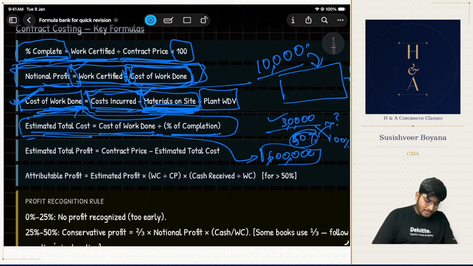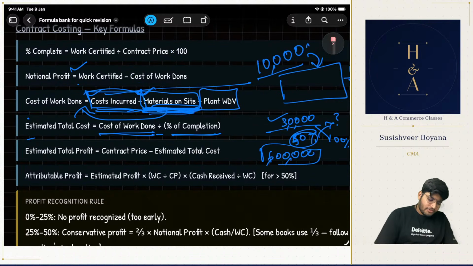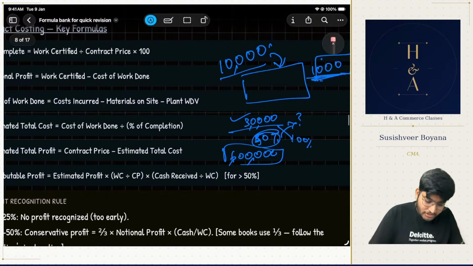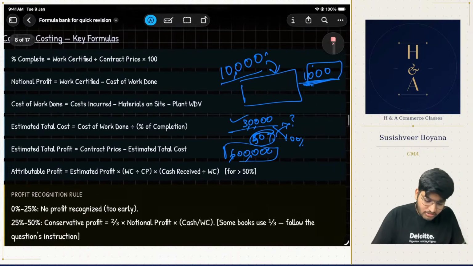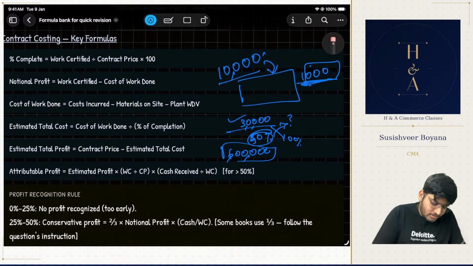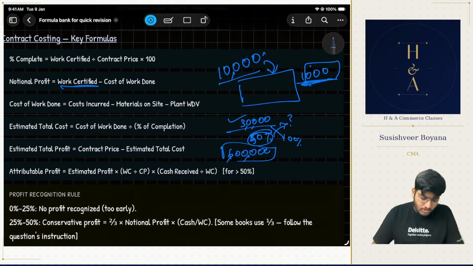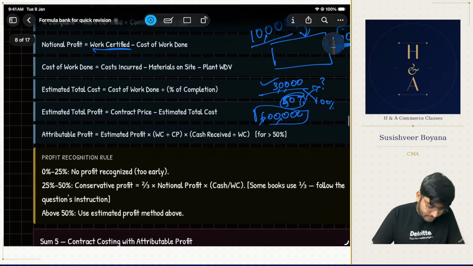Understanding the formulas and the reasons behind them is way more efficient than trying to learn them by heart. Memorizing is not going to fetch you any points, because under pressure you might get confused. Is it cost of work certified or work uncertified? You never know. That is the problem. That's the reason why you have to understand the background of each formula.